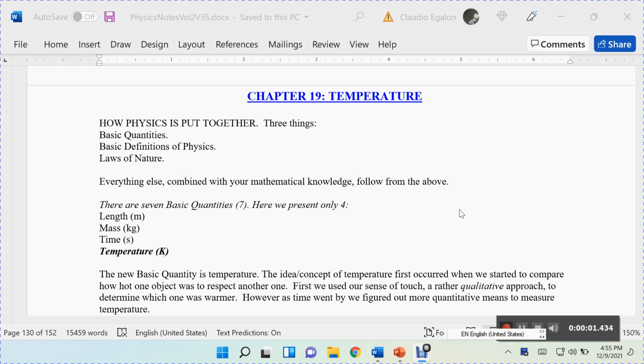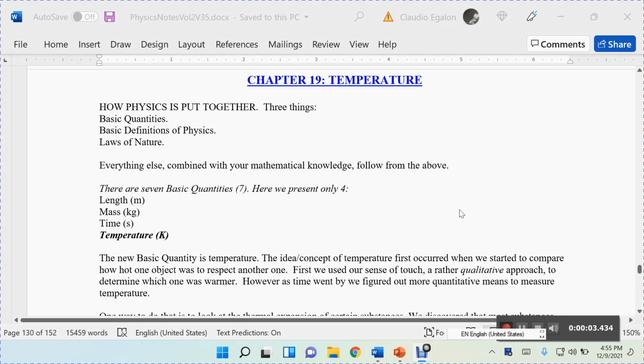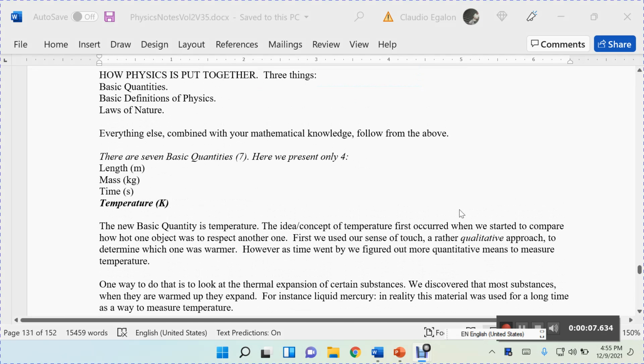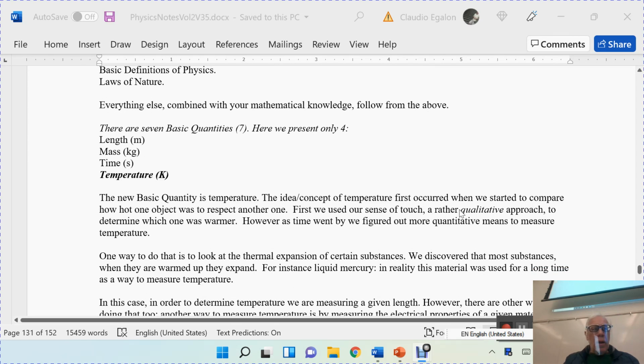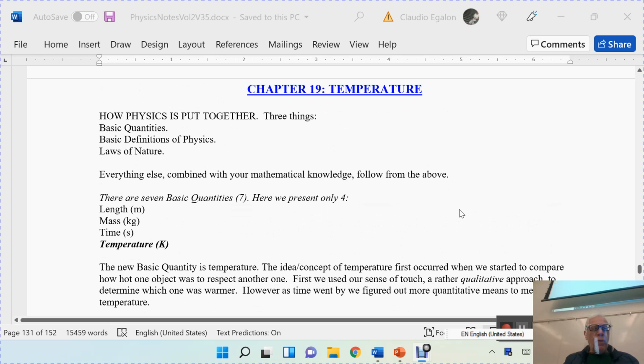Today is December 9, 2021, and I'm going to cover chapter 19. Today is a partial, that is the last partial exam. Next Thursday is going to be the final exam. Okay, so here you go. What you have to know about chapter 19?